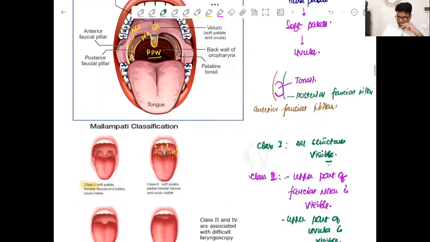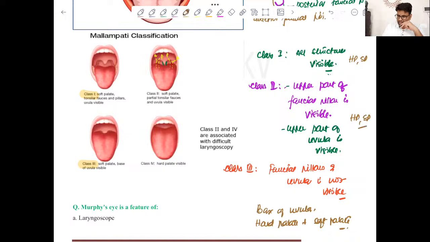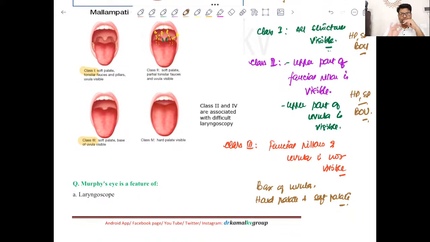So in class 3 we will not see the fascial pillars, we will not see any part of the hanging portion of the uvula, but we will see only the base of uvula plus hard palate and soft palate, right? Hard palate and soft palate will be seen everywhere, so we can just add here, and even the base of uvula, right? Clear? So this is class 3. We will see only the hard palate, soft palate, and the base of uvula.